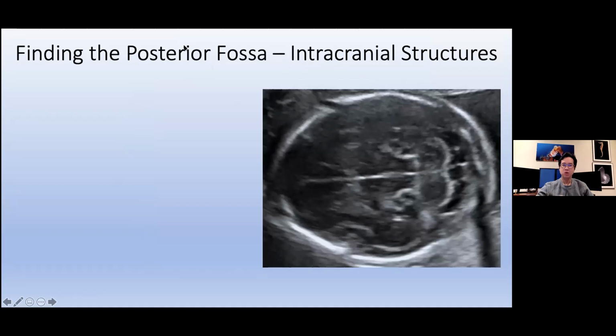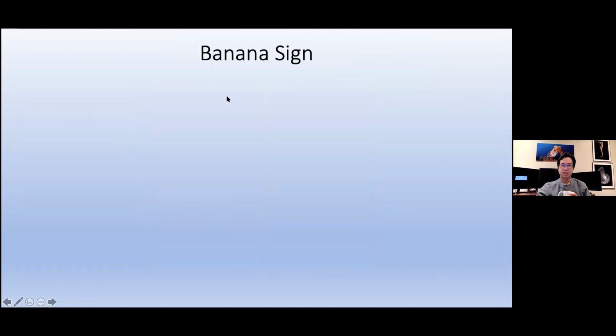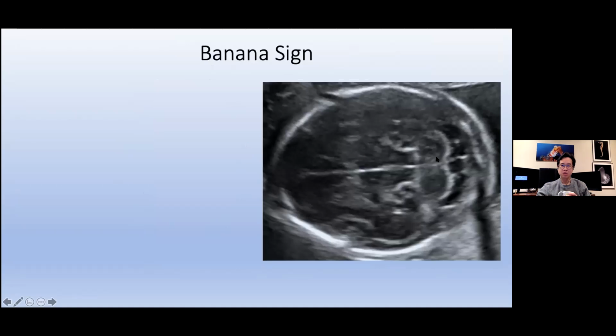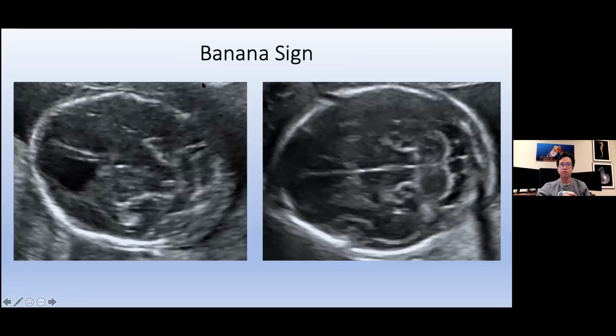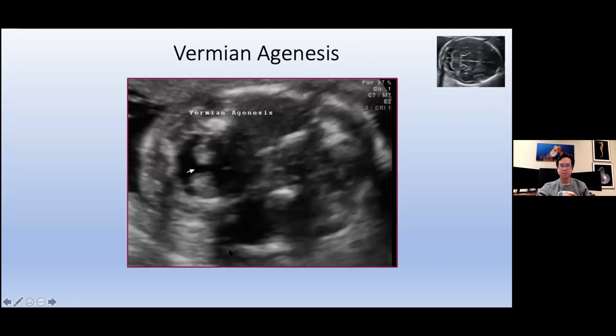Okay, so finding the posterior fossa and the intracranial structures, we went through this earlier. You can see something called a banana sign. You can see vermian agenesis. Here's the banana sign, okay? So this is normal, so you can see the cerebellum. So the banana sign refers to the cerebellum. It's another sign of a neural tube defect. Here's the banana sign. The shape of that cerebellum is now more like a banana rather than these two lobes. So there's the banana, okay?